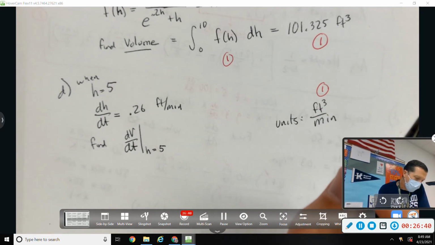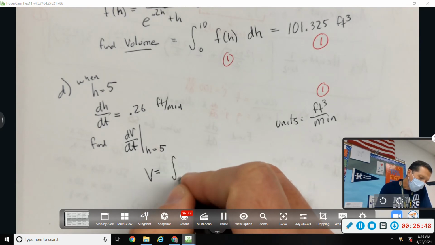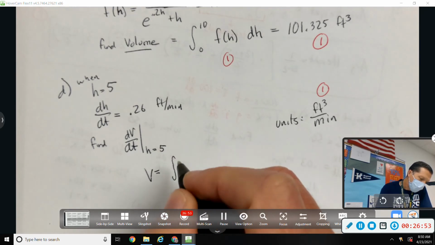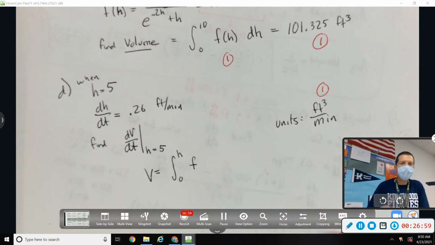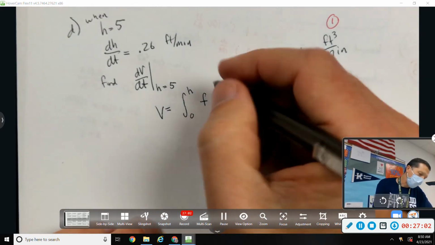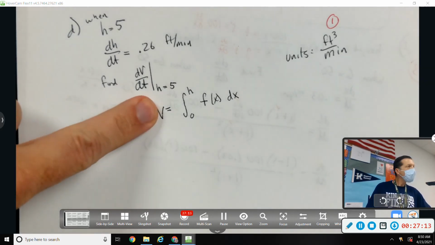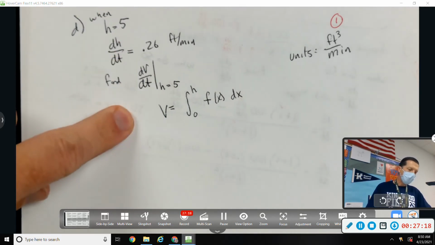Alright, so I need dV dt. Well, we said V was the integral from 0 to, I'm going to switch it to h, of f of, I need a filler variable because I got too many h's here, so I'm going to call it f of x, dx. Oh, I see what's coming. That's V, related to problem part C. Now I want to take a derivative of that.